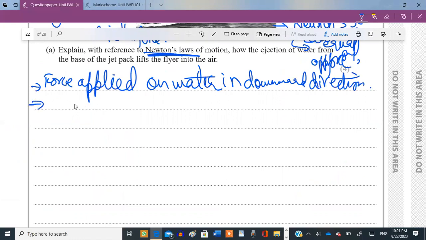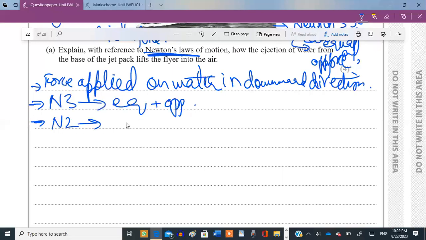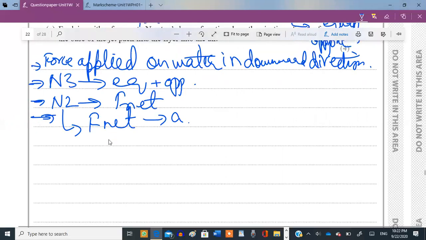Okay, force is applied on the water in the downward direction. Then, according to Newton's third law, equal and opposite force applied on the person. And according to Newton's second law, there's a net force on the person. Then according to the same Newton's second law, due to the net force, there is going to be some acceleration on that particular person. Okay, we got the 4 points. Moving on to the next question.